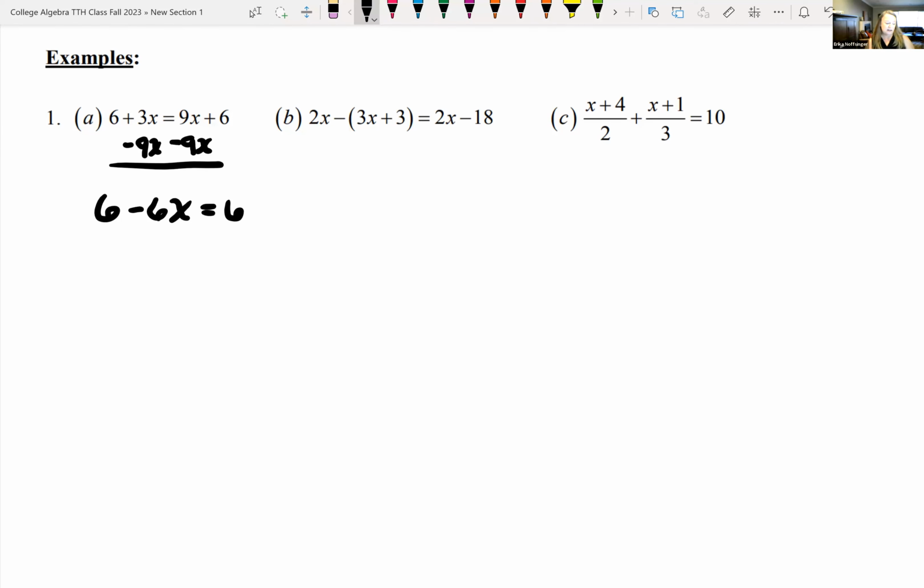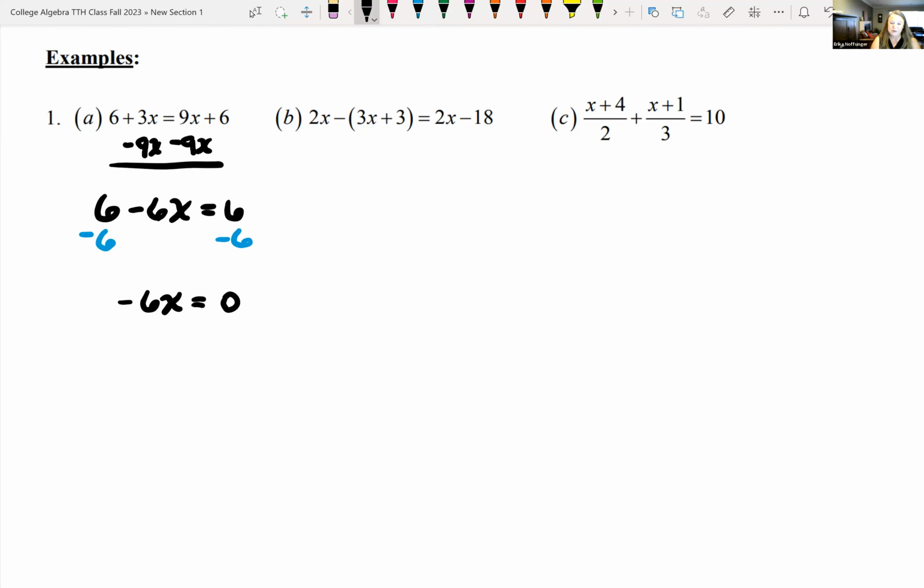Okay, so I have all the variables to one side of the equal sign, but I now need to get all the constants, the terms without the variable, to the other side of the equal sign. And so that 6 minus 6x, I don't want that 6 in front of that negative 6x. And so I can get rid of it by undoing it, by subtracting 6 on both sides. And so doing this, I get negative 6x is equal to 6 minus 6, which is 0.